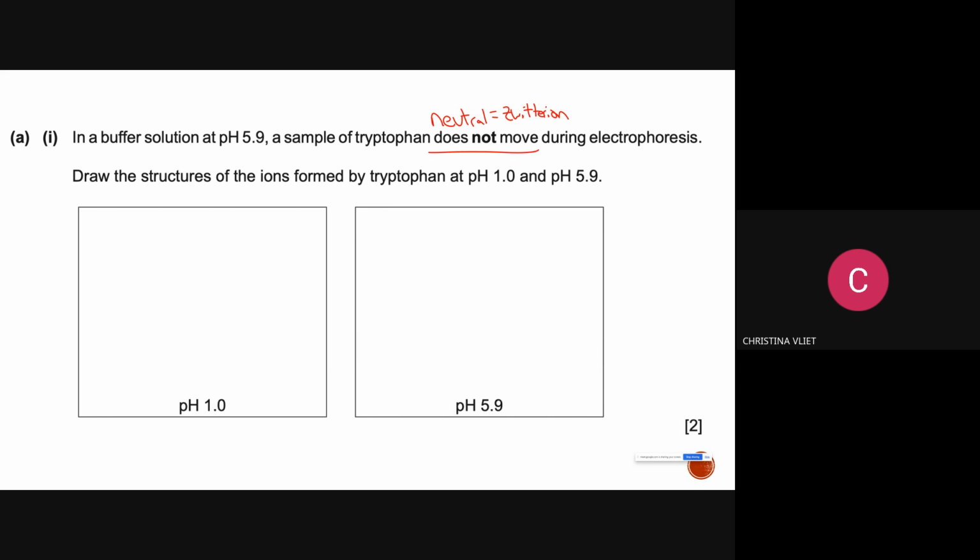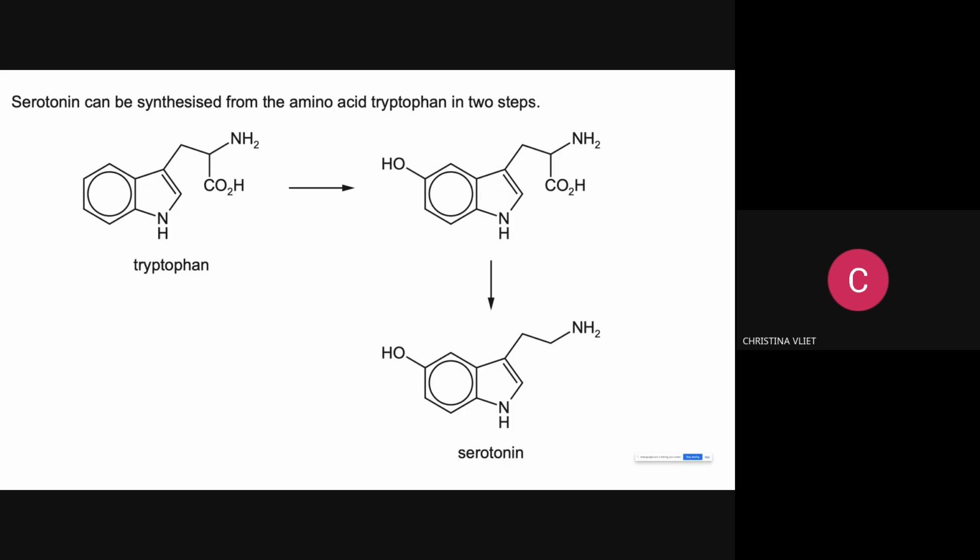Then it says, draw the structures of the ions formed by tryptophan at 2 different pHs, 5.9 and 1.0. I'll do 5.9 first because that's the weaker ion. How would we write this at 5.9? This is tryptophan. How do we write this at a pH of 5.9, which is the isoelectric point? Take this H and move it. Okay, that's it, right?